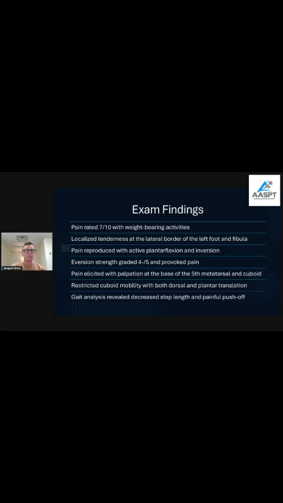They also had pain with palpation at the base of the fifth metatarsal and cuboid with restricted cuboid mobility when doing joint play. And then with a gait analysis, there was found to be decreased step length and also a painful push off with this patient.